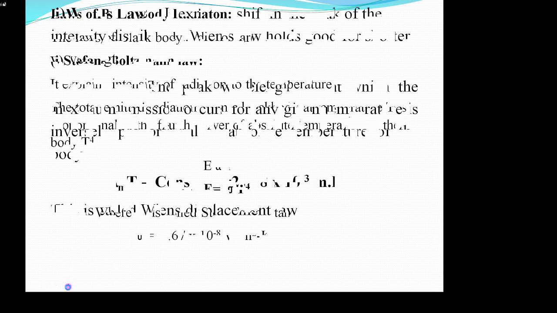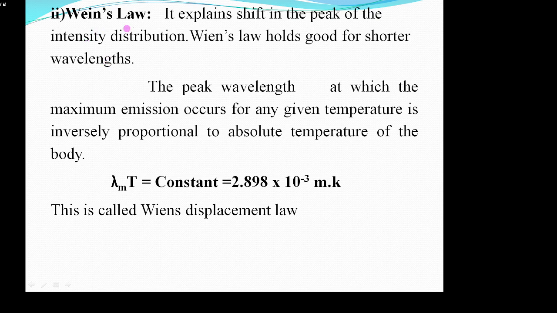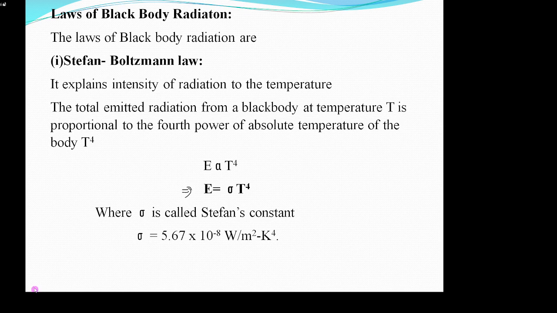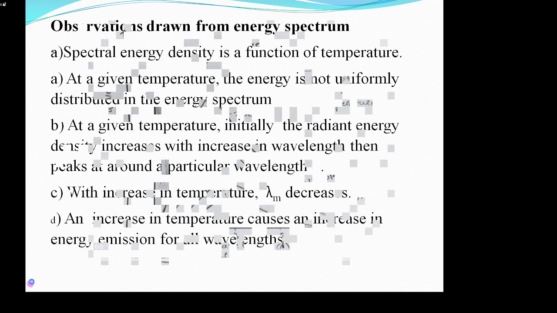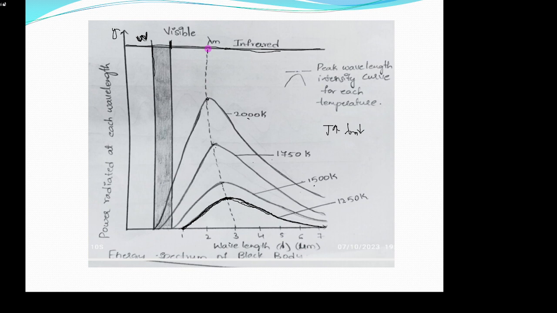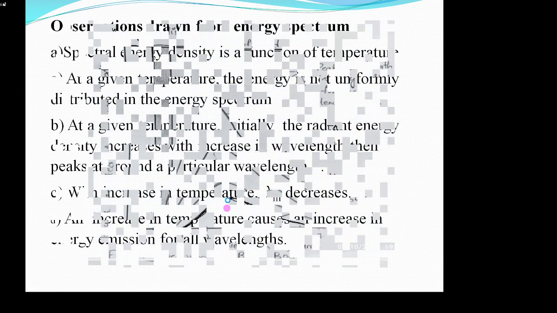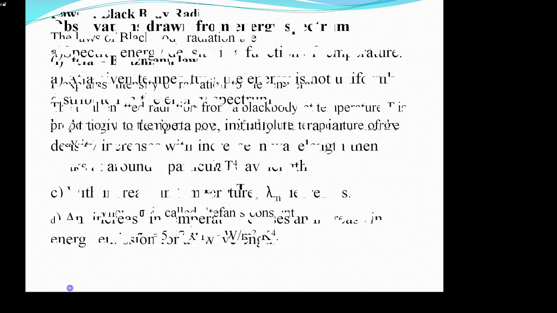Next, this is Wien's law. So what does Wien's law explain? It explains the shift in the peak of the intensity distribution. In this graph, it explains why this wavelength is shifting towards the shorter wavelength side. How this wavelength depends on temperature is given by Wien's law.